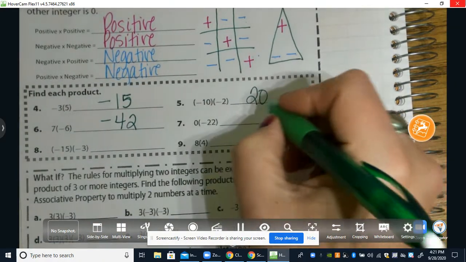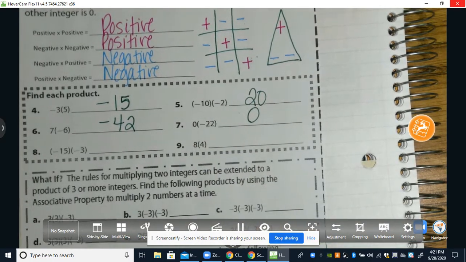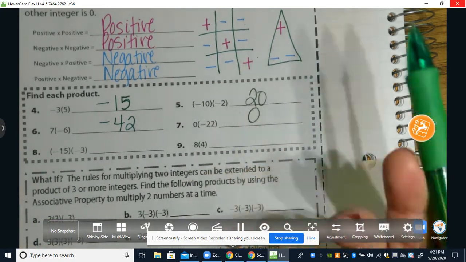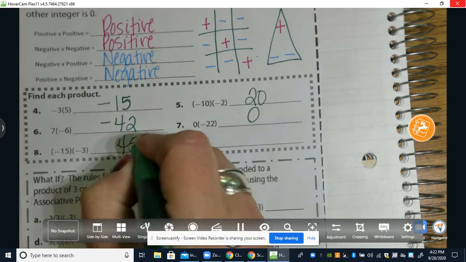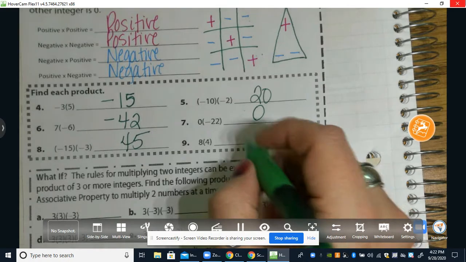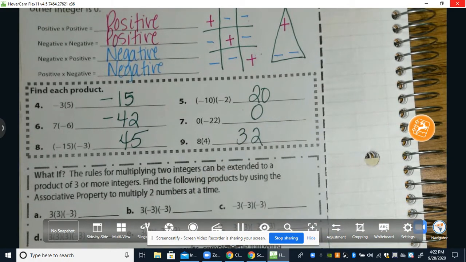0 times anything will always be 0. Remember, a 0 is neither positive nor negative, it's just 0. So I have 2 negatives, and a negative times a negative gives me a positive. 15 times 3 gives me 45. And 8 times 4, those are both positive. My answer is going to be a positive 32. Okay?